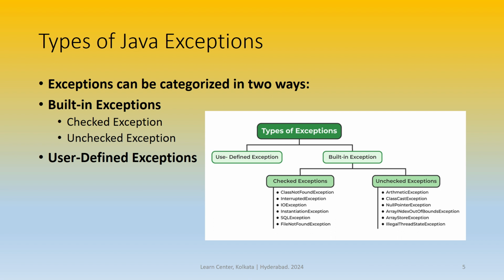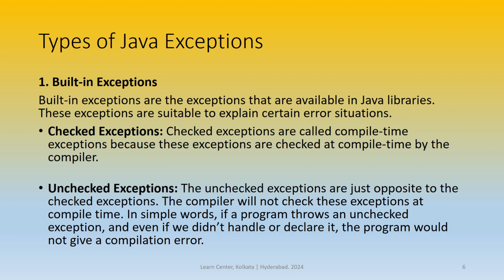Types of Java exceptions can be classified in the following format: built-in exception. Under built-in exception, we find checked exception and unchecked exception, and there can be user-defined exceptions also. The diagram shows you the detail of it. Under built-in exception, we find checked exception.